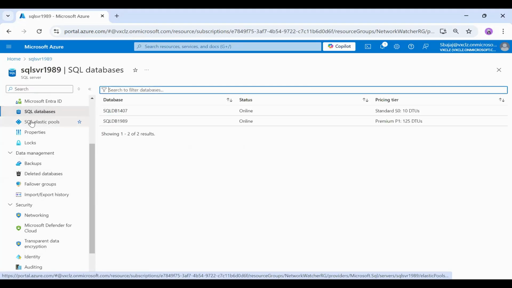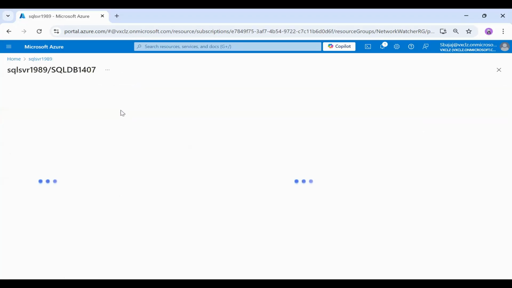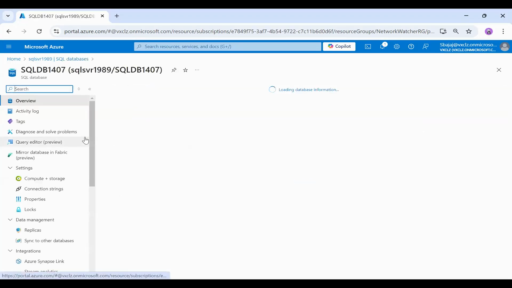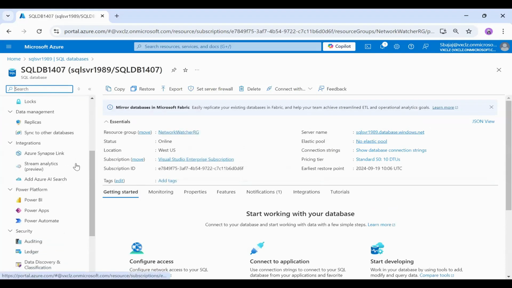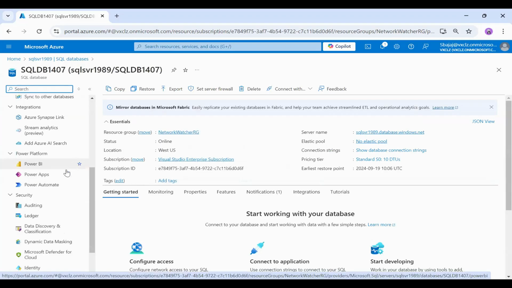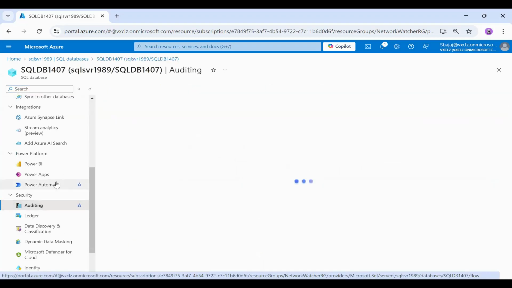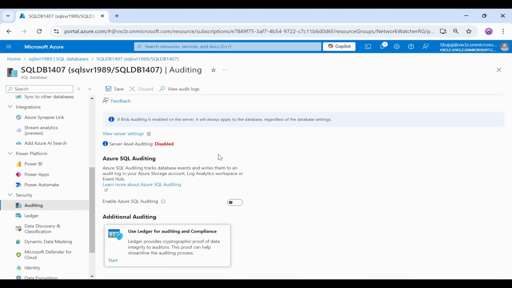So let's click on SQL databases. Let's first try to do something in the standard pricing tier database. So how do you configure audit logging? Basically, you scroll down in the left-hand menu under Security, and you will see Auditing. Now you just scroll down, because auditing is not enabled at the instance level. That is the reason why it says server level auditing is disabled. But we are going to enable it at database level.